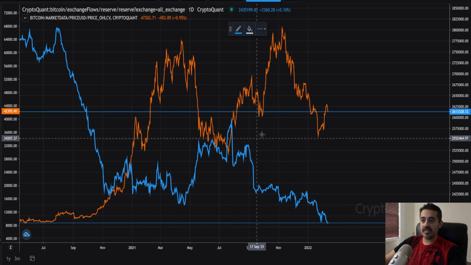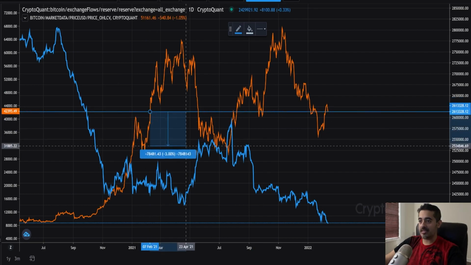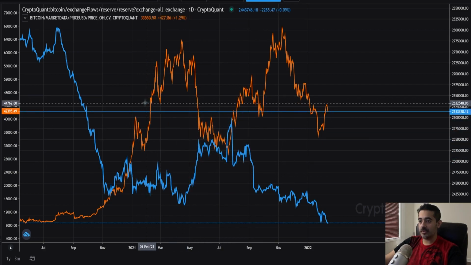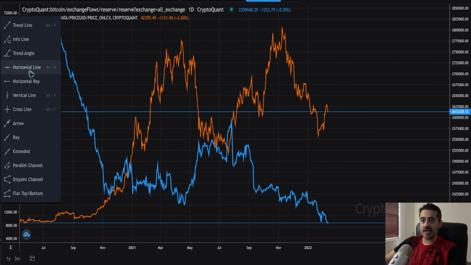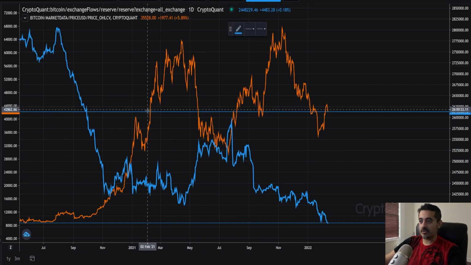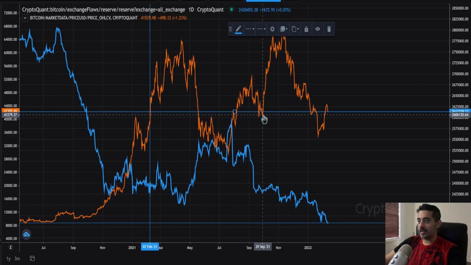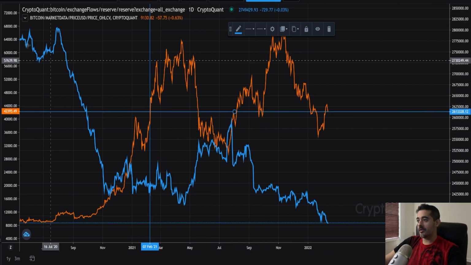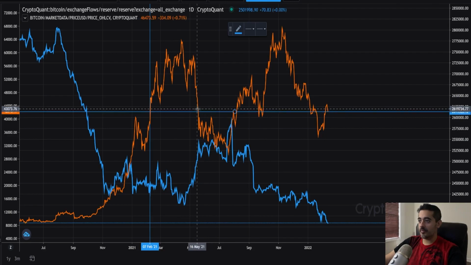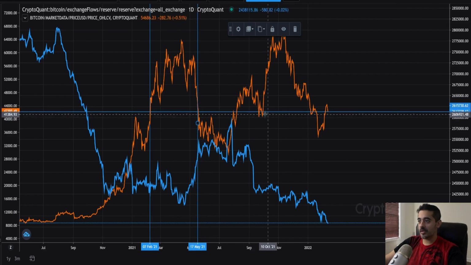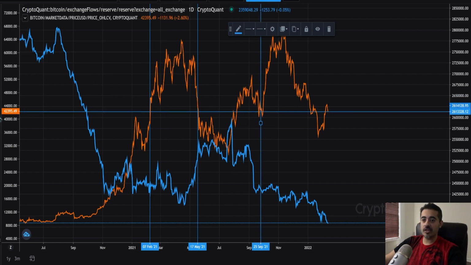Now what's interesting is if you look at each of these points and you go down, right? So if you actually do a couple of vertical lines, we'll do one here, we'll do one here, okay, we'll even do one here. Okay, so we have a couple of them put on. So let's put this one on and let's put this one on. So this is very simple. All we're doing is looking at the exchange reserves compared to where the price was.